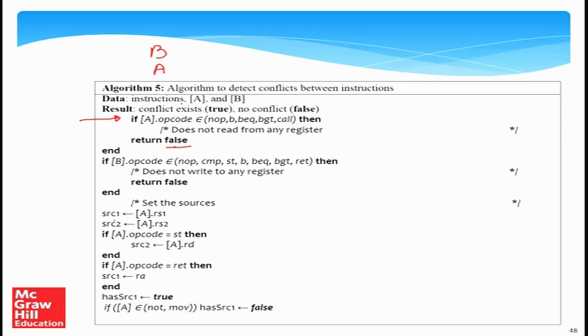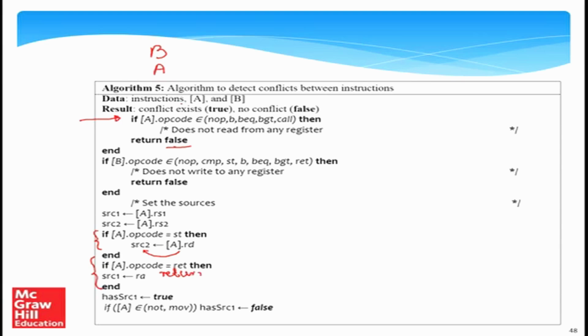So let's term src1 as the first source, A.rs1, and let's term src2 as the second source register in the rs2 field. Let us make a small correction for the store instruction. If A is a store instruction, then recall that the second source is not the rs2 field, rather it is the rd field. This was a special case made for the store instruction, and it is incorporated here in this algorithm. And if A's opcode is equal to ret, then the return instruction actually reads from the return address register RA, and so we set src1 as RA. Recall that these are all the special cases that we had made: one special case for store, one special case for return.